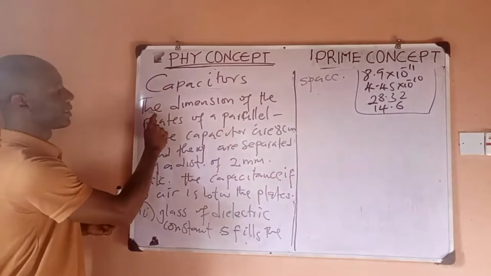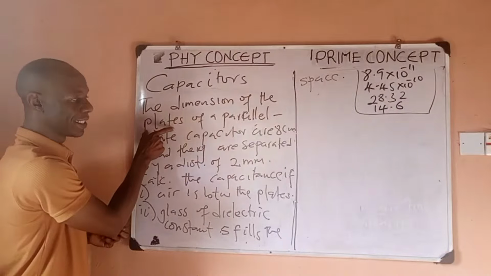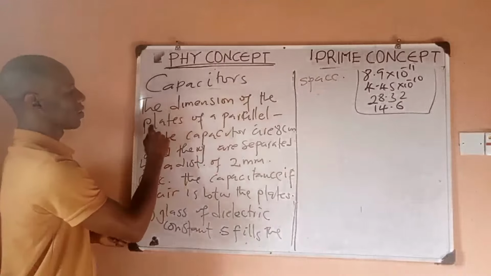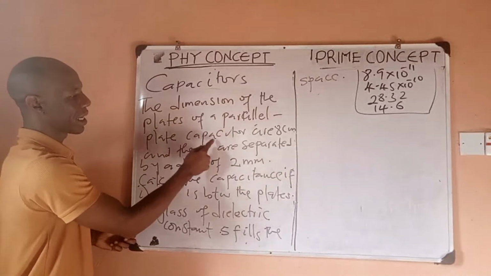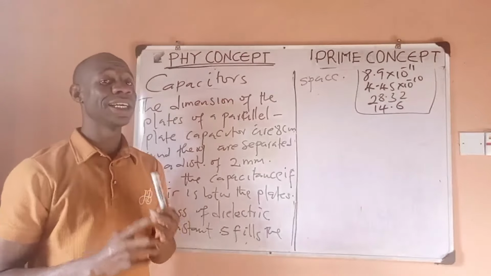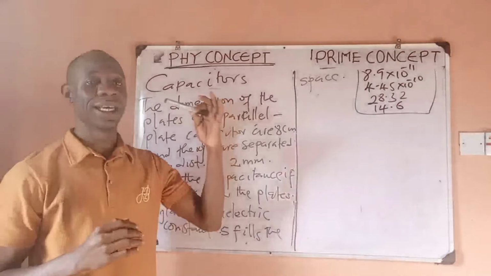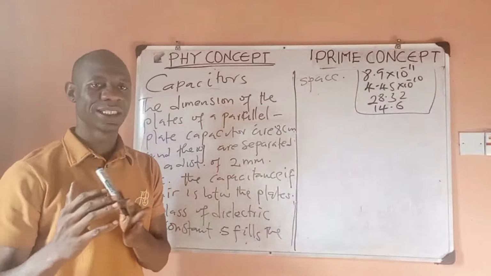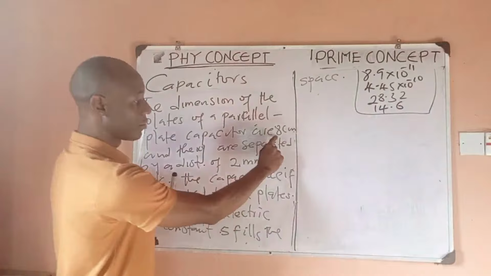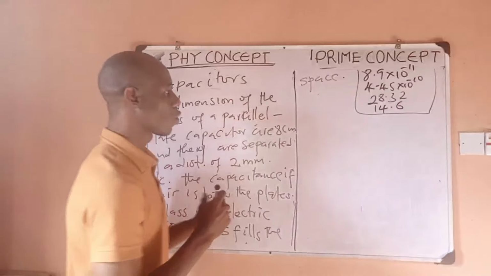Now they said the dimensions of the plates. The dimensions would help you get the area. The dimensions of the plates of a parallel plate capacitor are 8 cm. If they say the dimensions are 8 cm, it simply means it is a square plate, 8 cm of length, 8 cm of breadth. That is what it means because they gave you only one value. So it means it's a square plate.